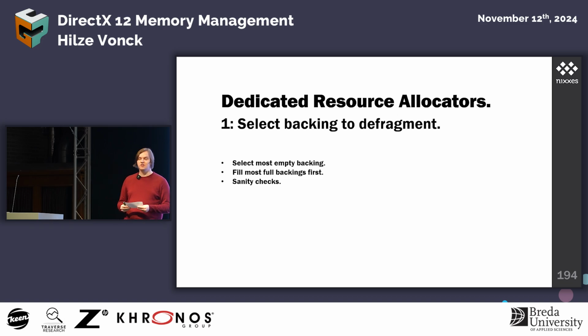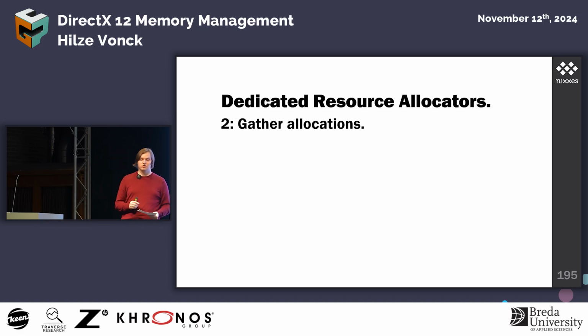Then, of course, we do a sanity check to ensure that there's enough free memory inside of all of the other backing data so that we're not defragmenting while we don't have enough memory available. From this stage, we always immediately flow over into the next stage, which is gathering the allocations.